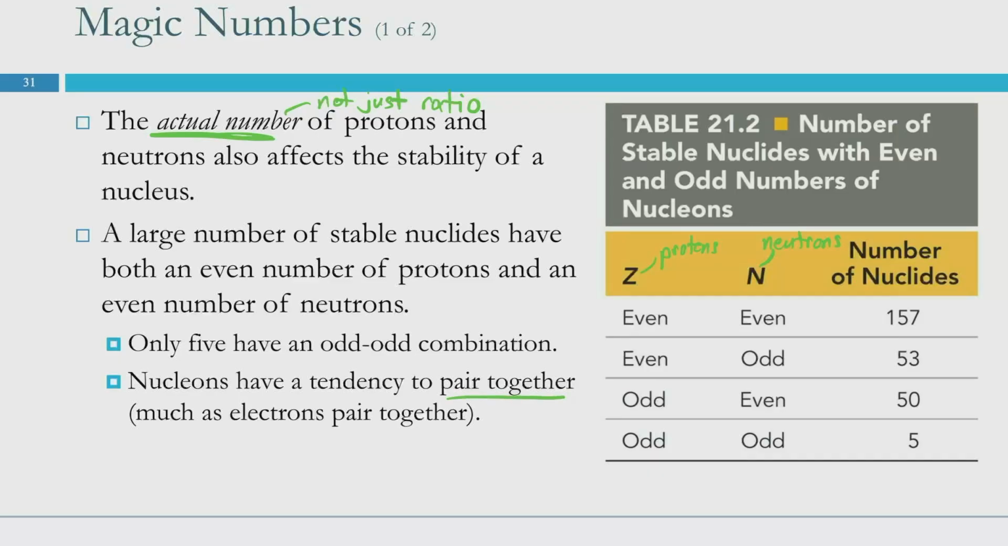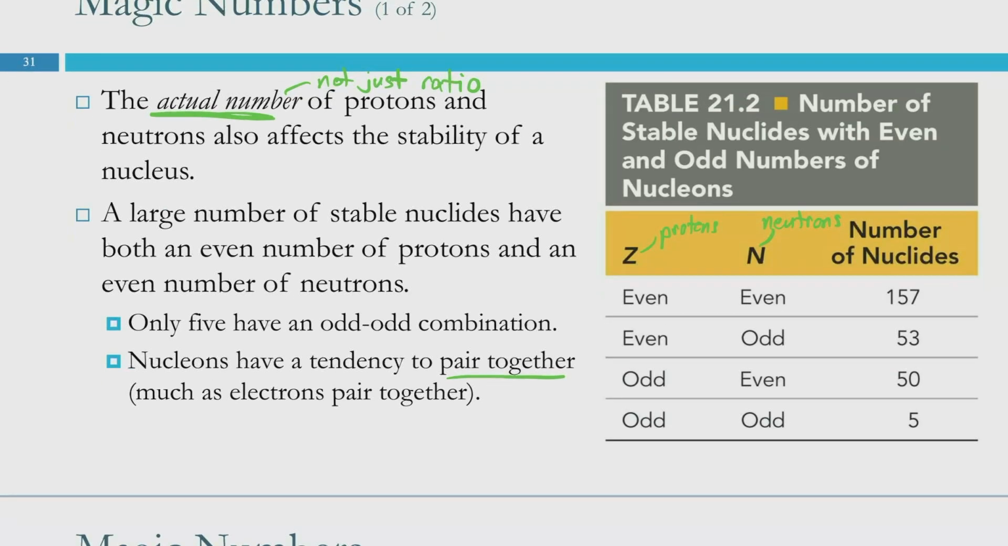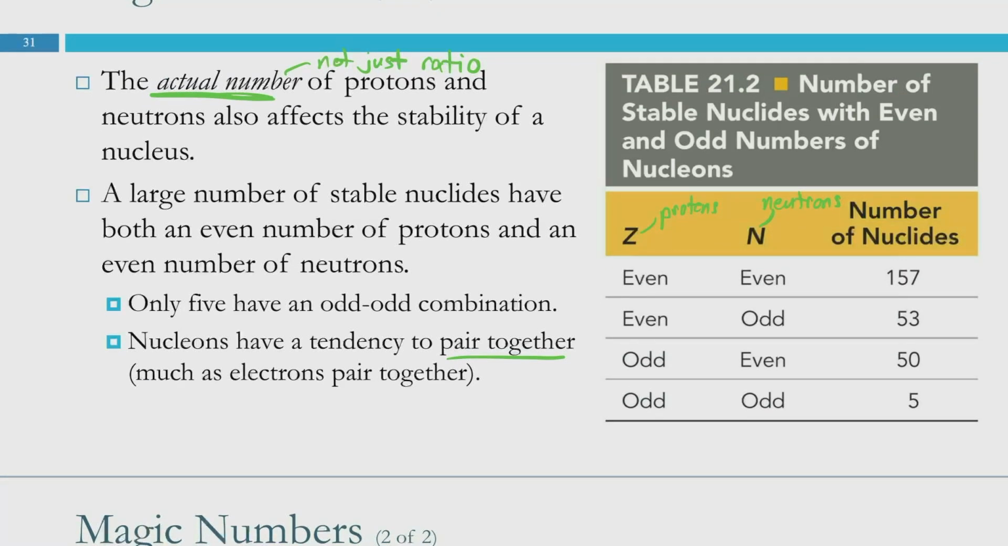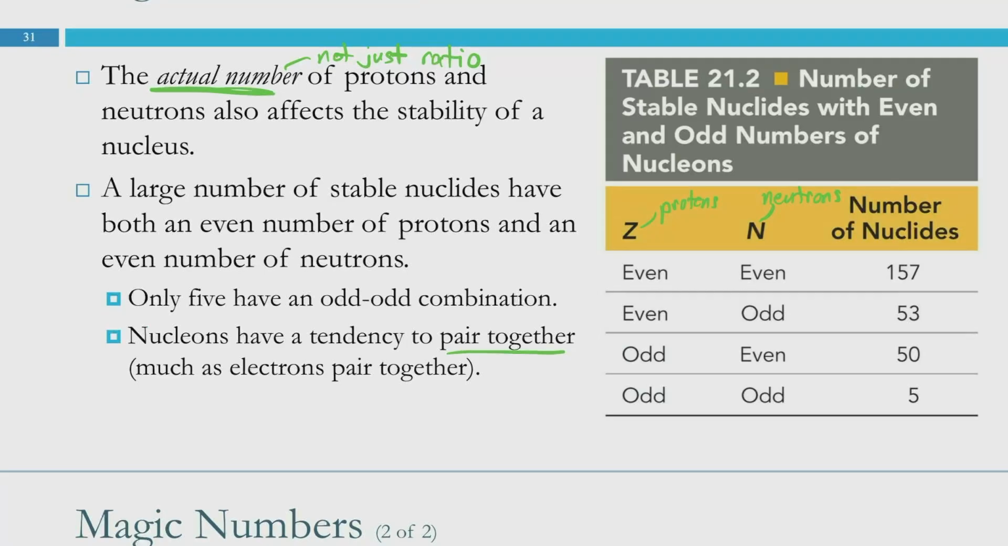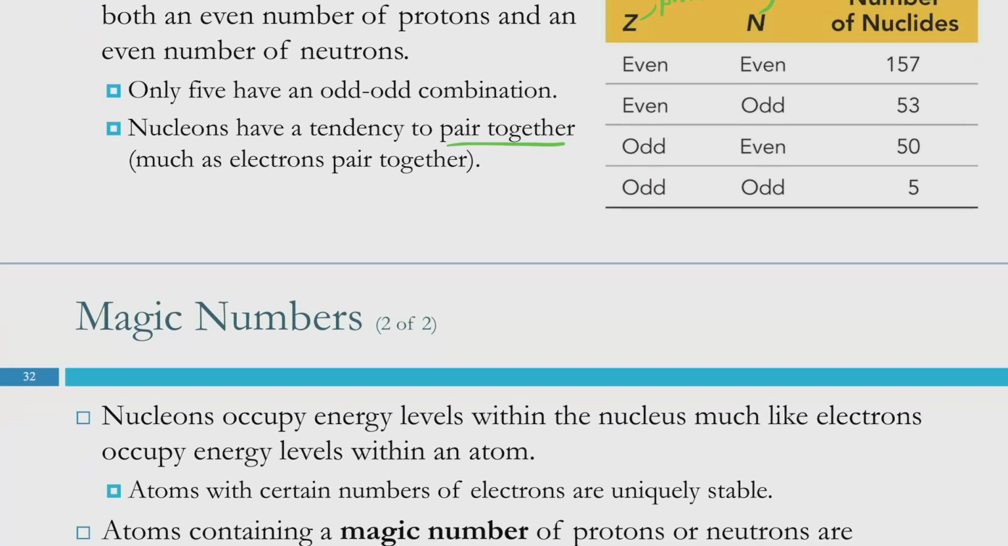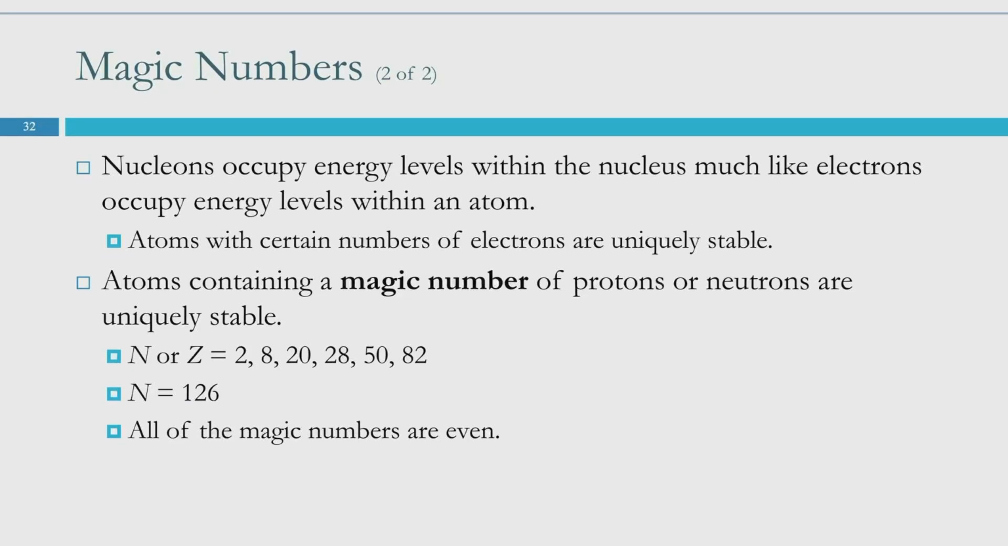Nucleons tend to pair together like electrons pair together. I talked about this earlier, our nucleons also have energy levels within a nucleus, like our electrons have energy levels in an atom. So atoms with certain numbers of electrons are uniquely stable. That's our noble gases, right? Our noble gas configuration for electrons is especially stable.